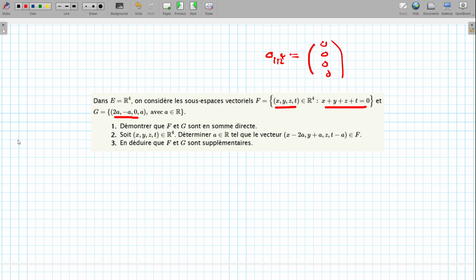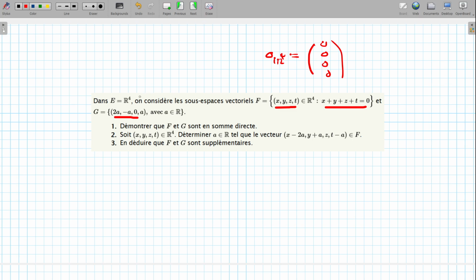So how are we supposed to show that F and G sont en somme directe? C'est très facile. The necessary and sufficient condition in this case is to show that their intersection is reduced to the zero vector. Just like we solved the previous exercise, we'll use the same idea to solve this one.